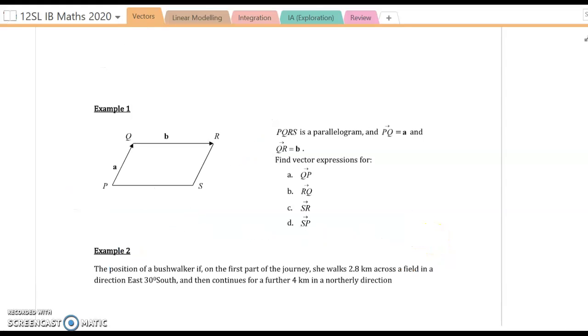Now we're on to the next page. If you look at this parallelogram, it's made up of vectors A and B. They're asking for vector expressions for QP. So QP, you can see, is the negative vector of A.